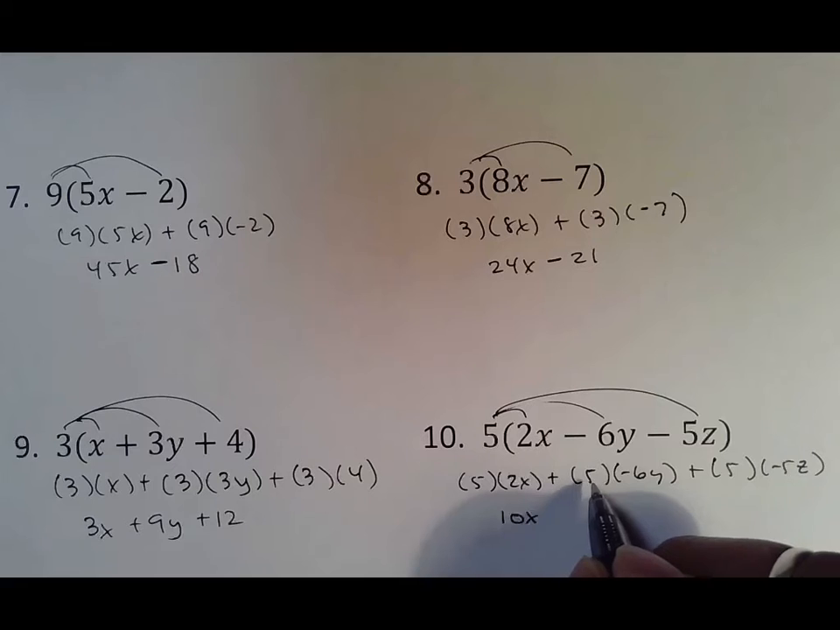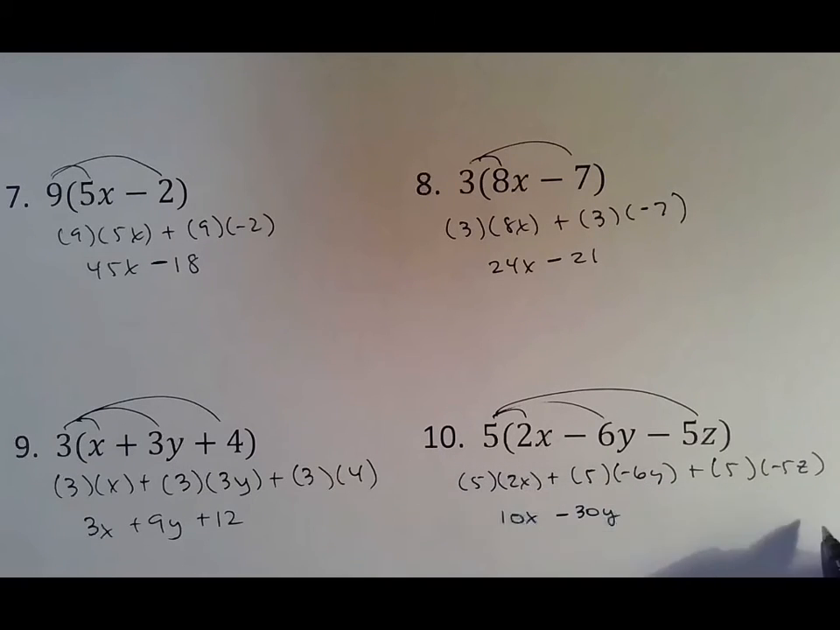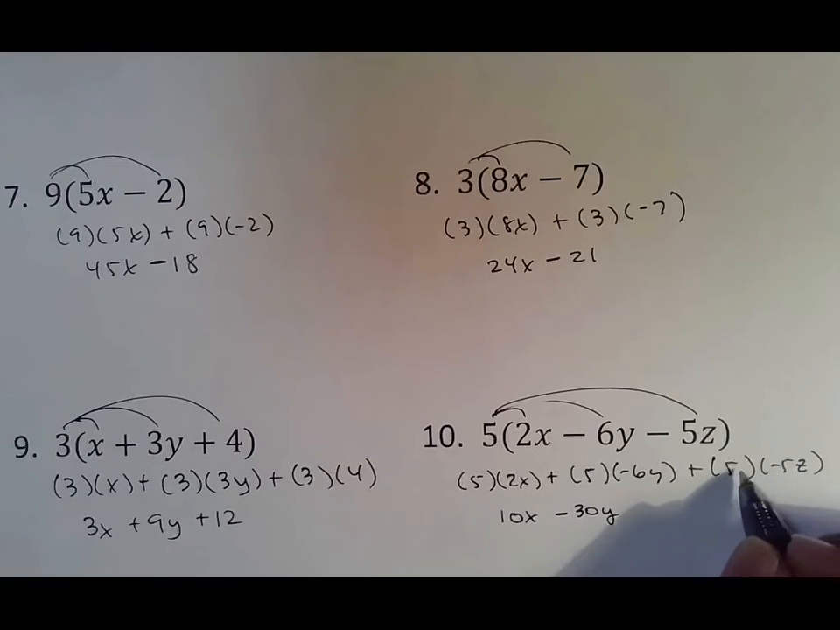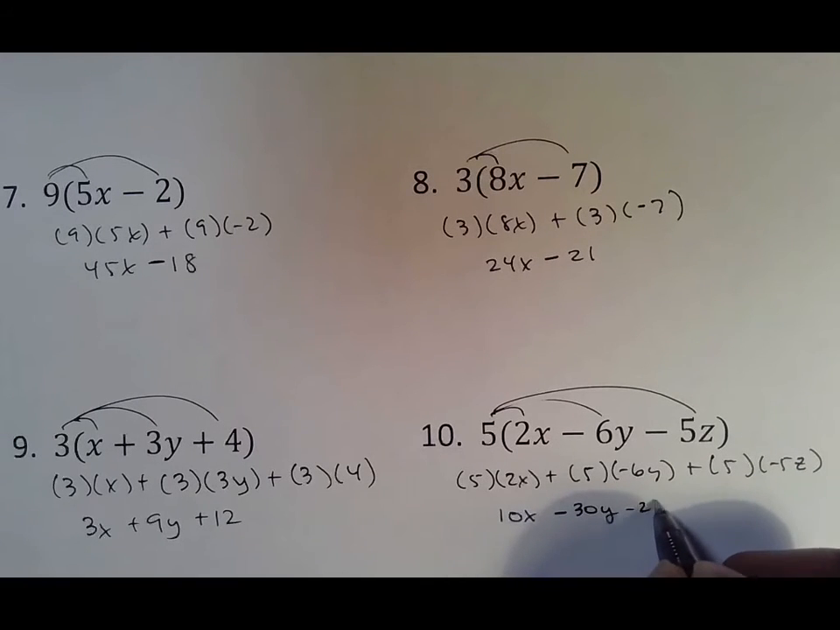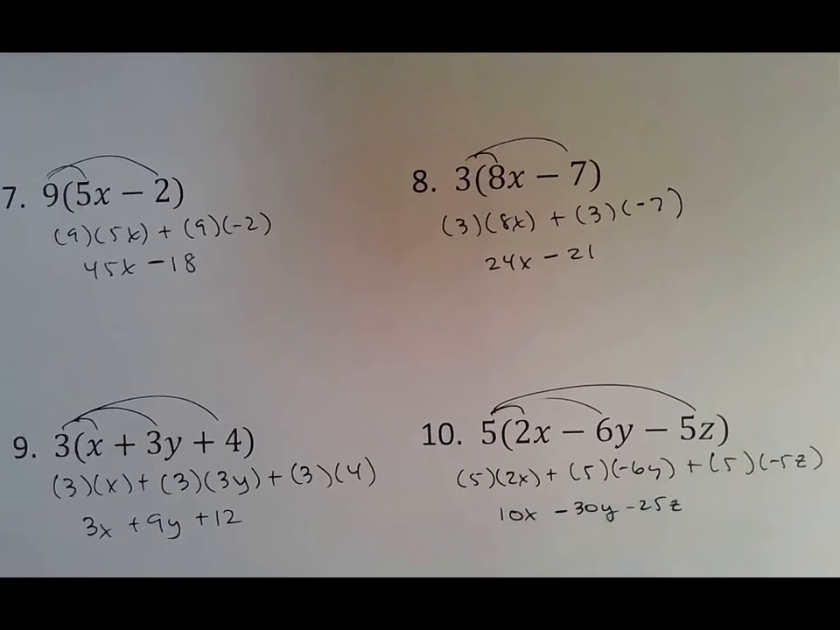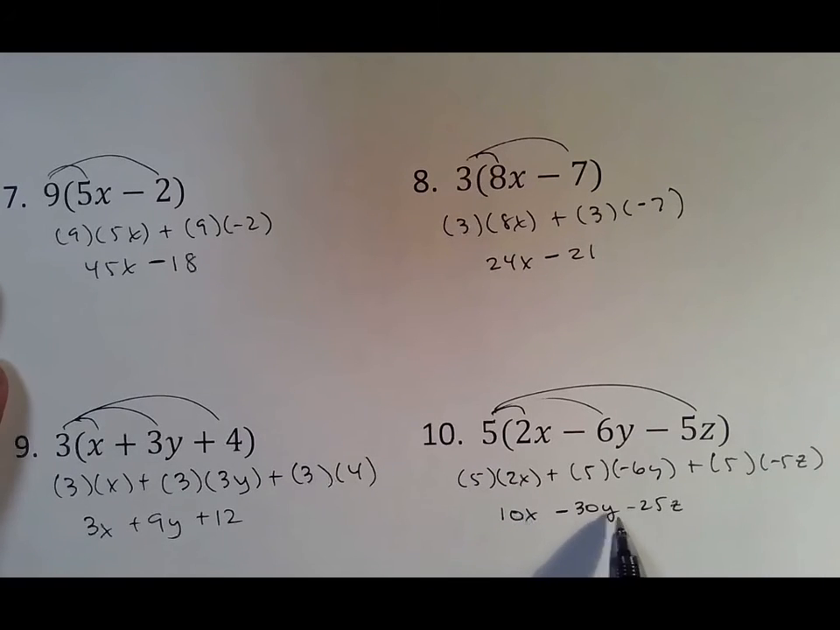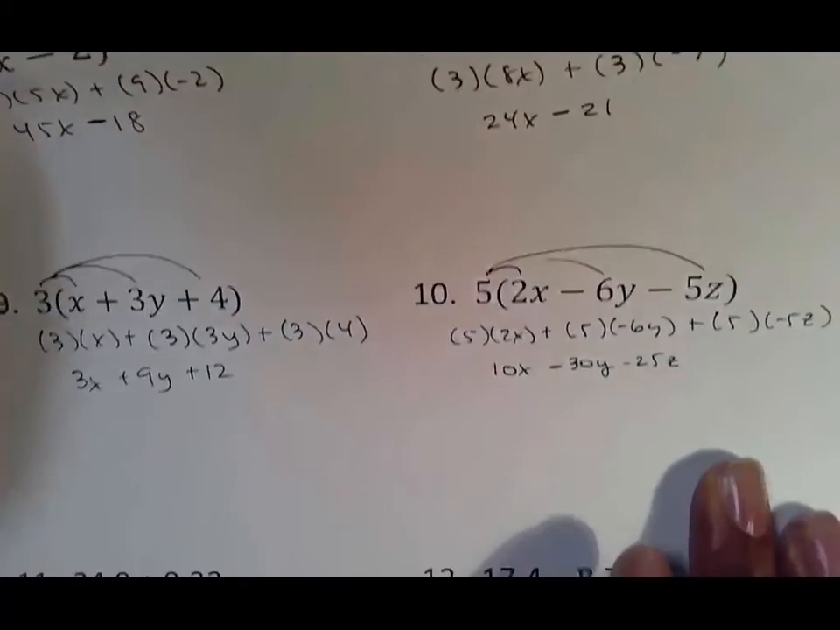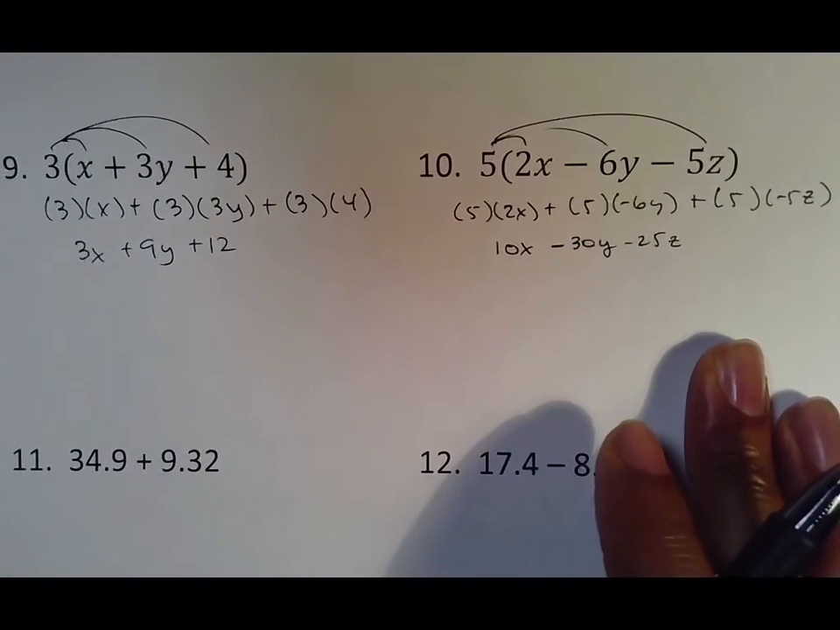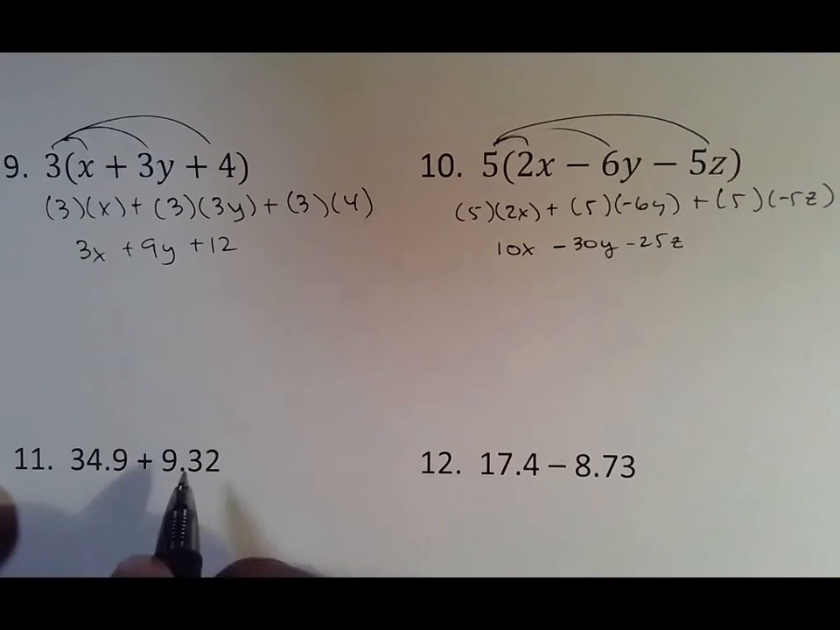Being careful here, you have 5 times a negative 6, which is negative 30, bring down the y. And again, being careful, you have 5 times negative 5, which is negative 25z. Cannot put any of these together because one's an x, one's a y, and one's a z, and those terms cannot be combined.